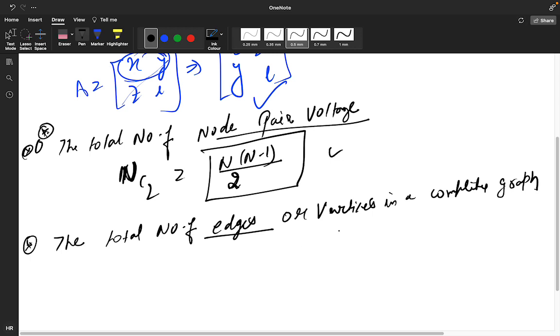So it is NC2, same formula only, n into n minus 1 by 2. So these both formulas are same. If in examination they are asking the total number of node pair voltage, and also they are asking the total number of edges or vertices in a complete graph, so it is NC2 only. Okay, guys.